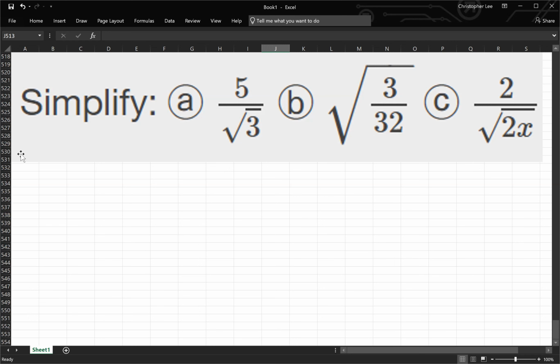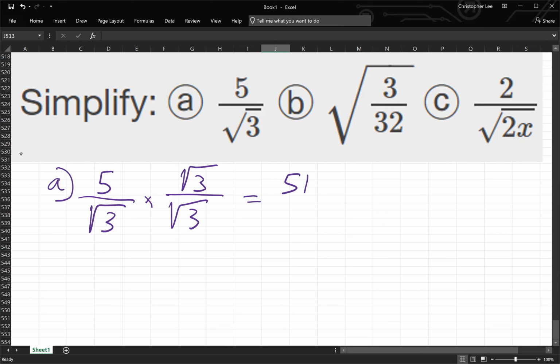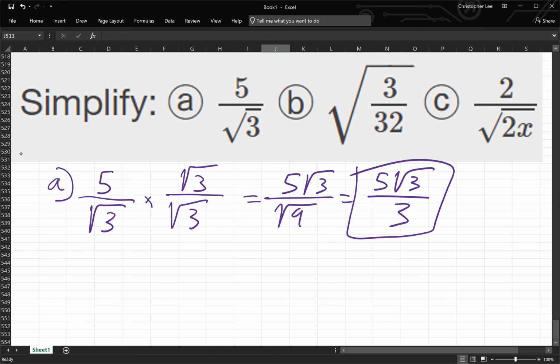All right, let's take a look. So looking at A, I have 5 over square root 3. I want to rationalize this denominator, so I'm going to multiply by what? Square root 3 over the square root 3. All right, what does this equal? Very good. That's it. Questions? Are we good?